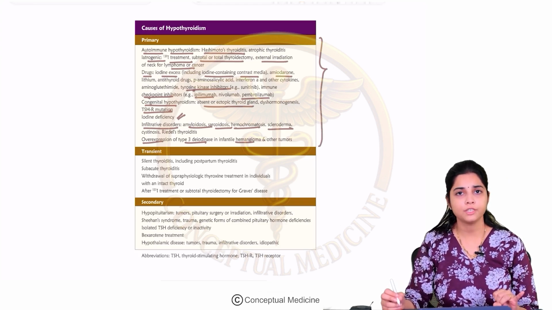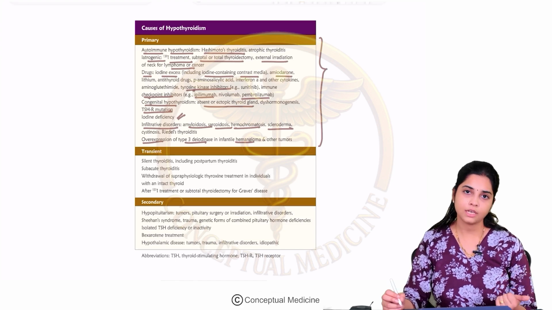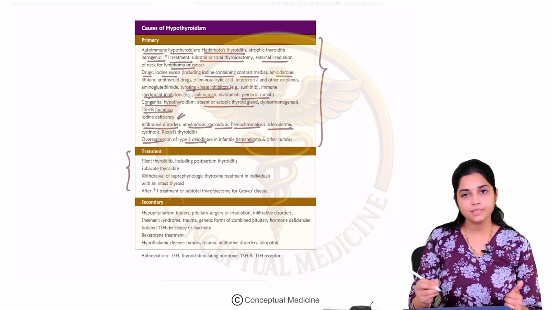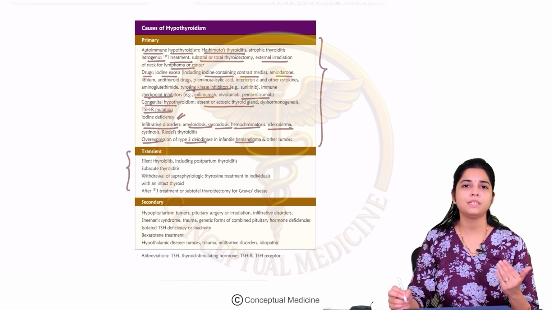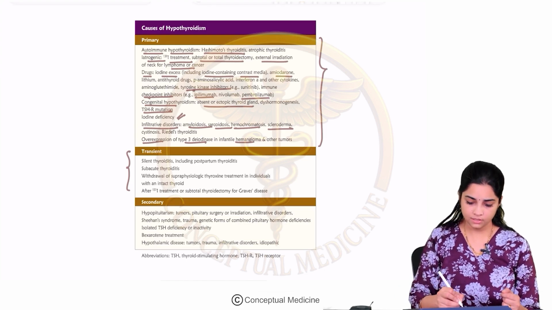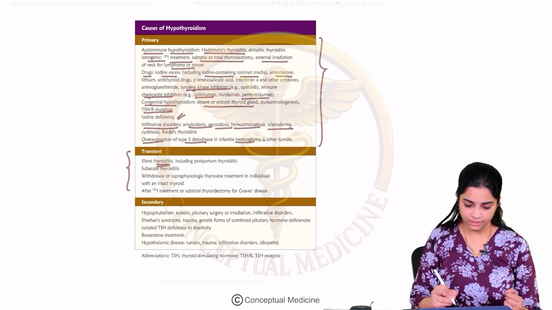So iodine deficiency, Hashimoto's, infiltrative disorders, drugs, cancers. Then we have your congenital hypothyroidism. Then transient hypothyroidism can be seen with multiple infections which cause inflammation of the thyroid gland. This is what we call thyroiditis. So this can include subacute thyroiditis, or it can happen even after iodine 131 treatment.